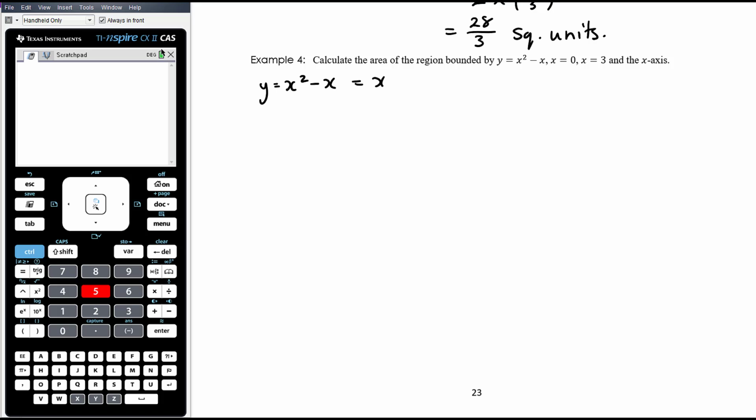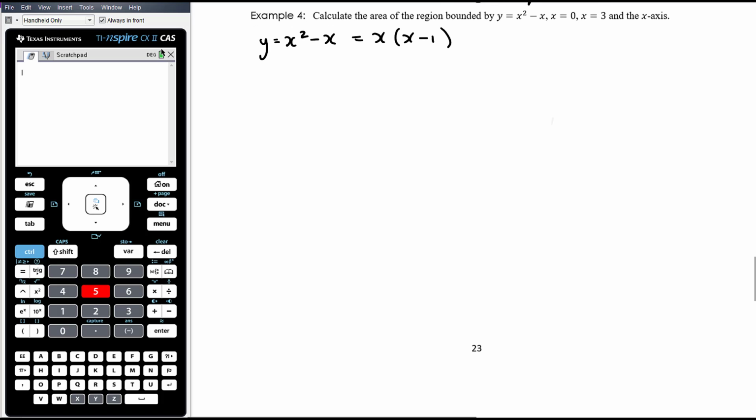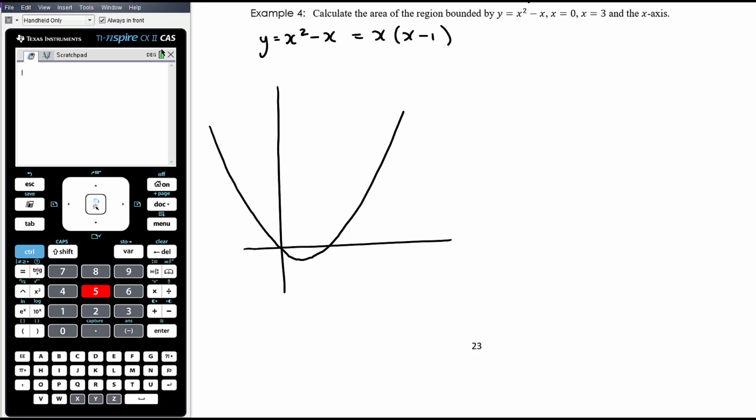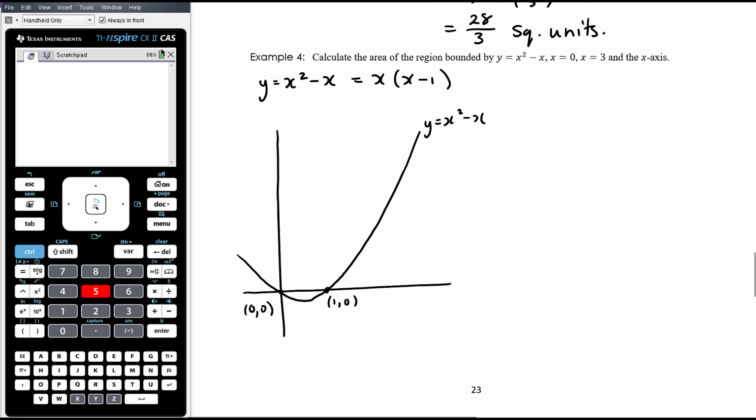if we factor out an x, it is x times x minus 1. So it's a parabola with x-intercepts at 0 and 1. Okay. Try and draw that a bit smaller, sorry. So that's y equals x squared minus x. This is 1. This is 0, obviously. So we want the area of the region bounded by that curve, x equals 0.